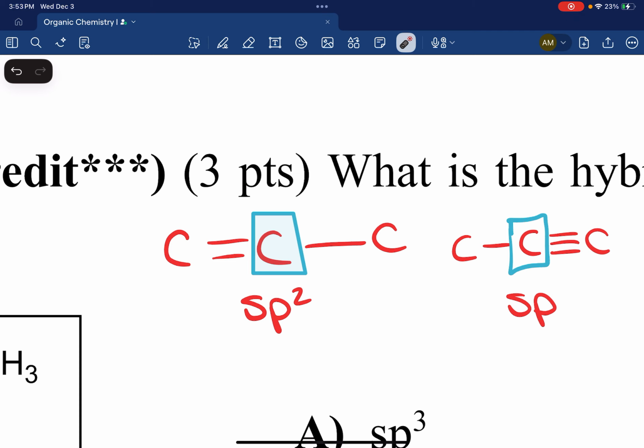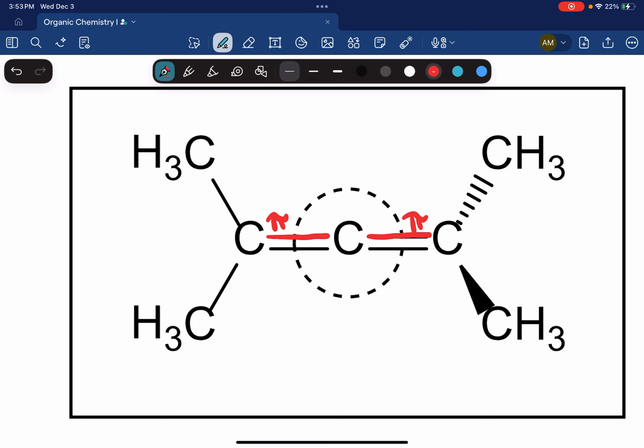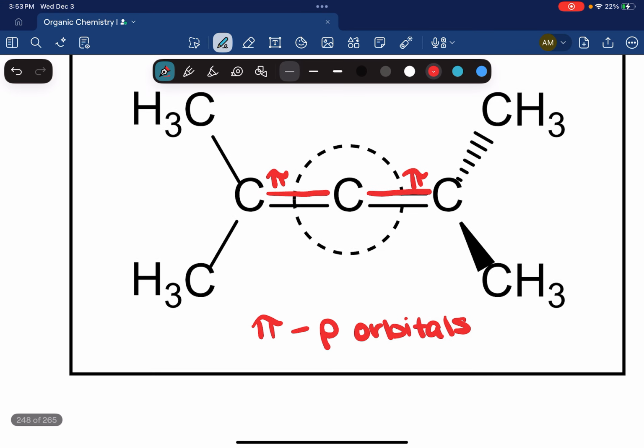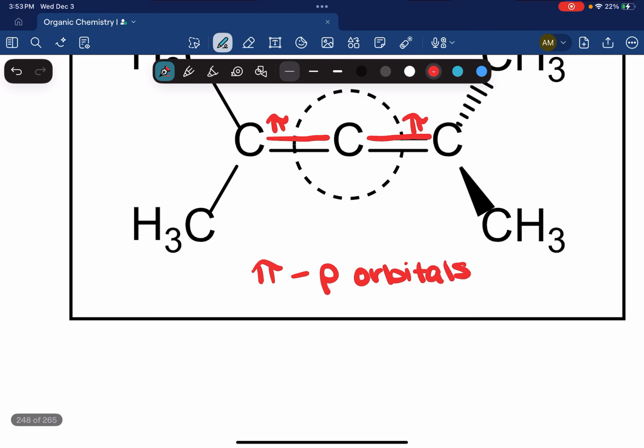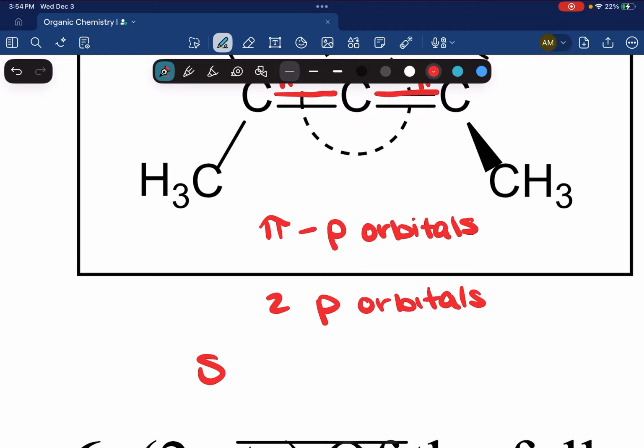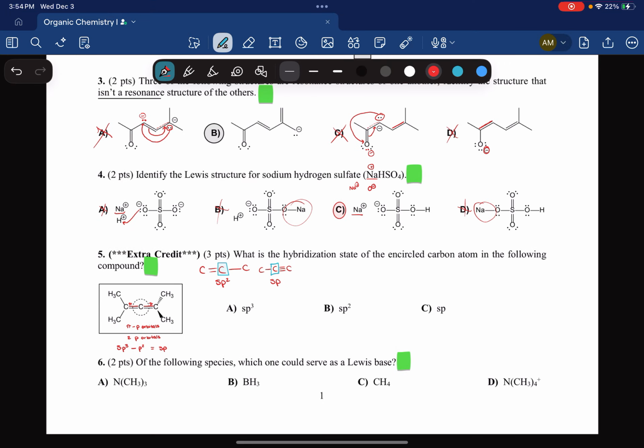So then you look at this and you think, oh, well, it's double bond, so it's sp2. However, there are 2 of them, right? You got a double bond here and a double bond here, and those are pi bonds, right? And pi bonds use p orbitals. And if there's 2 pi bonds, that means you're using 2 p orbitals. So take your sp3 hybridized minus 2 p orbitals, right? All you're left with is sp. So the answer for this one is C.